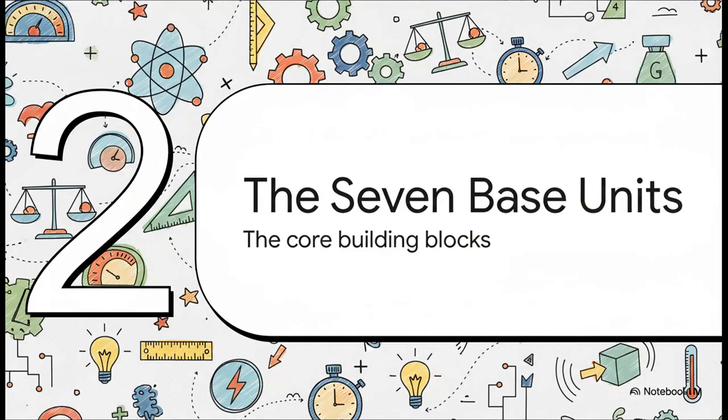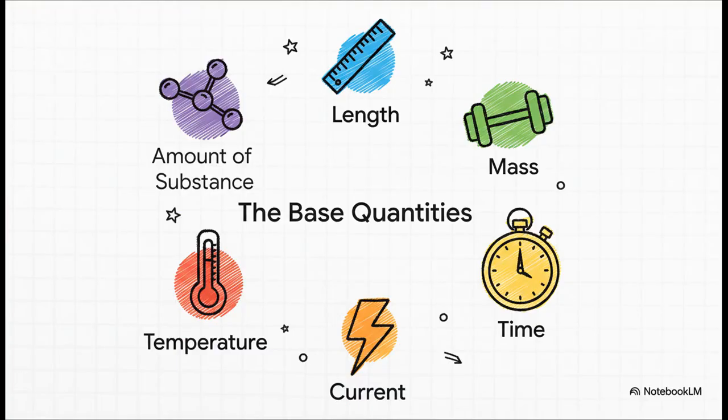The 7 base units. Now this is where things get really cool. You might think we need a zillion different units for all the things we can measure in the universe, right? But it turns out we can describe pretty much everything with just a handful of them. These are the absolute building blocks of measurement. And here they are, the magnificent 7.